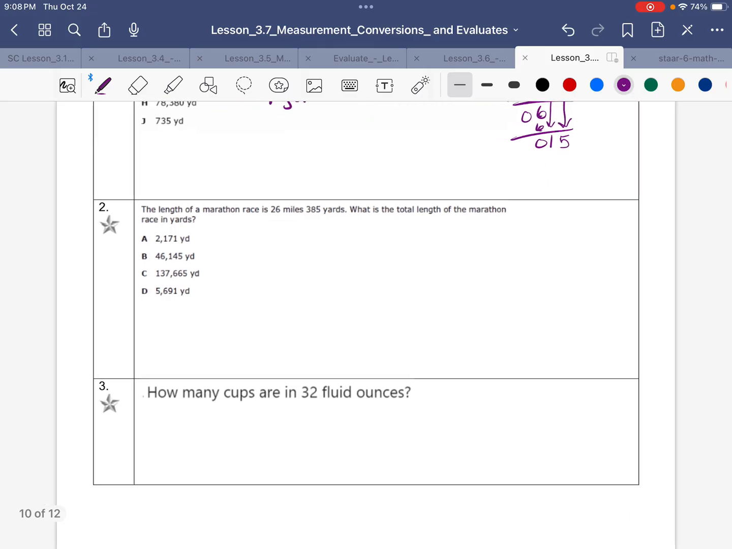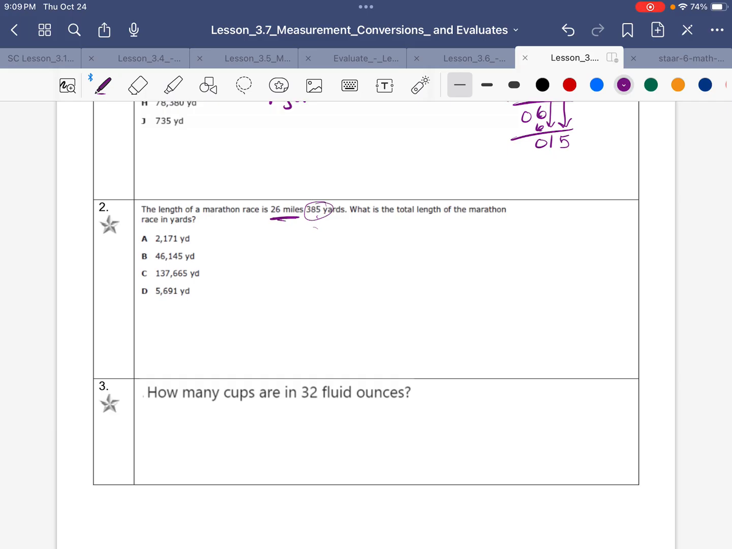The length of a marathon race is 26 miles, 385 yards. What is the total length of the marathon in yards? So what they're saying is the length of the marathon is 26 miles, 385 yards. So our 385 yards, we're going to leave that alone. But we've got to convert this 26 miles into yards. And then we're going to add it with our 385 yards.